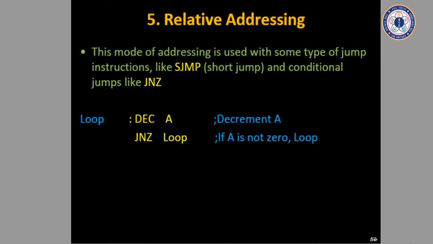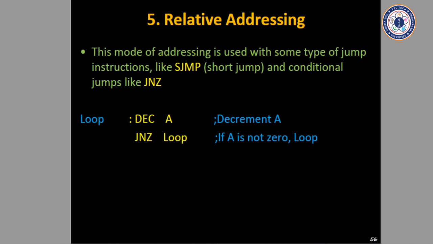Here we can see an example: decrement accumulator. After decrementing we have to check some other condition. If you are decrementing, the final value will be 0. So you can either check JZ or JNZ. Like that you can check any other instruction.